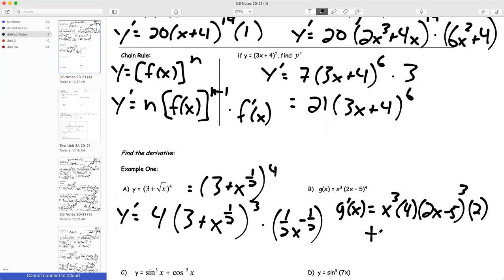And now I got to do the second part, which says the second term, 2x minus 5 raised to the 4th power, times the derivative of the first, and derivative of x cubed is 3x squared.